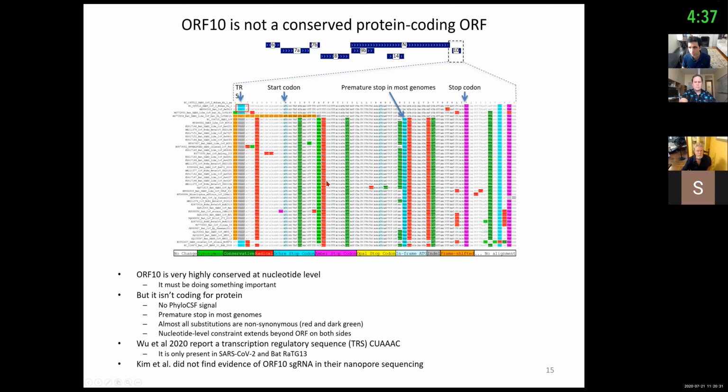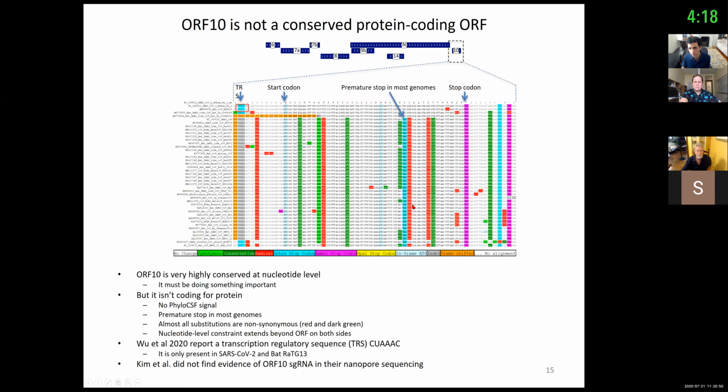And the other thing that should be very worrisome to all of you is that there's a lot of white. What does white mean? White means there are no mutations. A protein coding gene usually shows mutations. This does not show mutations. So we believe that it's highly conserved at the nucleotide level rather than at the protein level.